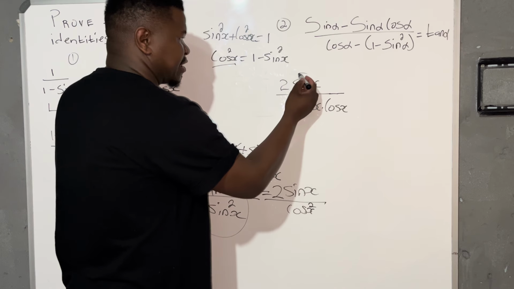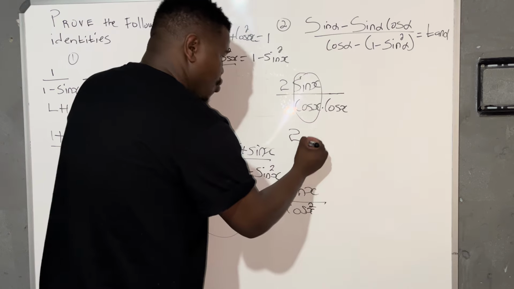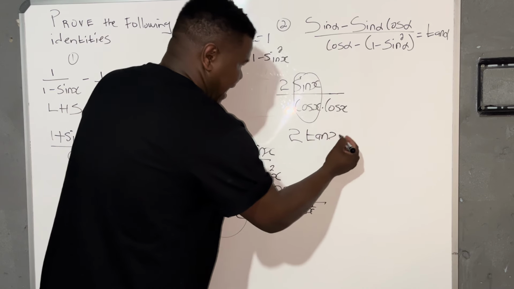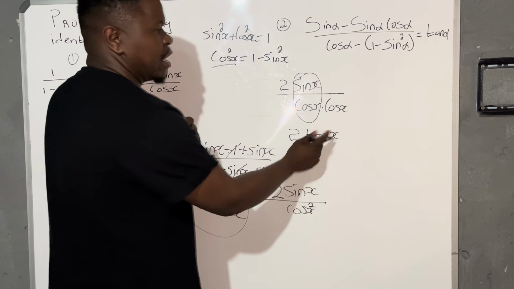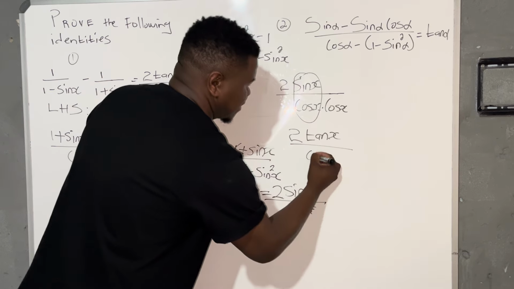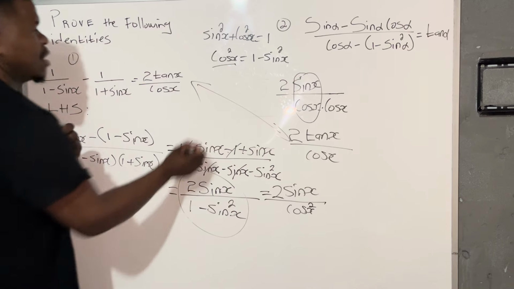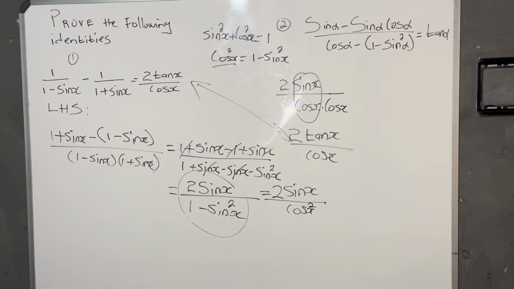So now look at that. That is 2 tan x. This alone is tan. What about that? This is still part of the denominator, so it will just still come there. Voila. Look, that is our right hand side.